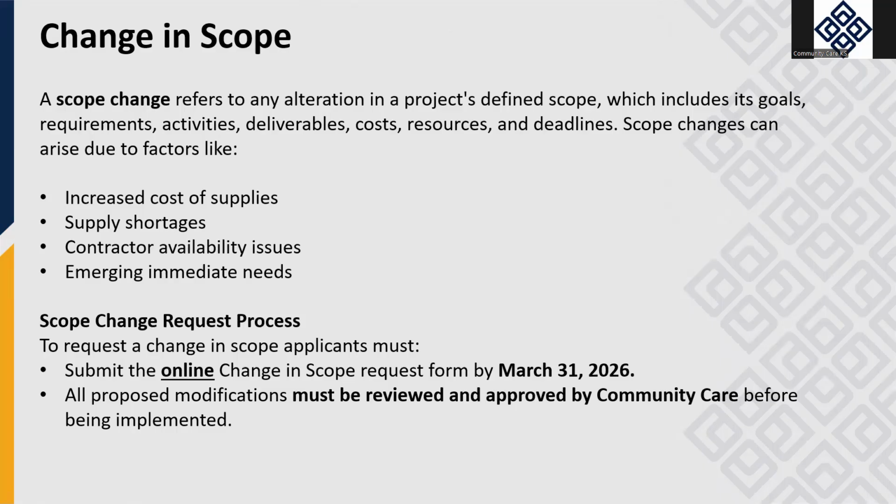You will be emailed the link to the online change in scope form. You will need to complete the form and upload the required documentation. Please note the grantee's change in scope request must be approved by Community Care first before the change in scope can be implemented. The change in scope request must be submitted no later than March 31st, 2026 for consideration. The change in scope request will be reviewed within 5 to 7 business days, and you'll be notified by email the outcome of the request.